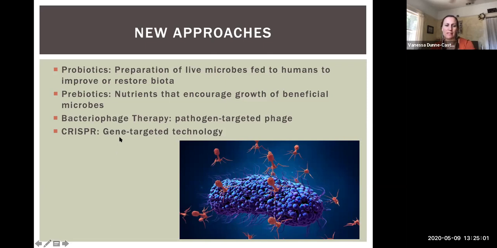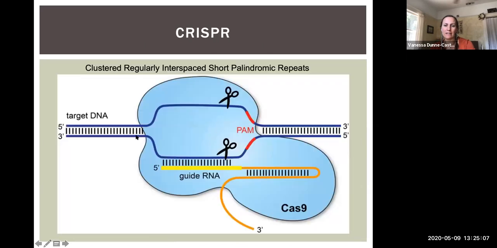So this last one here, CRISPR technology, I mentioned this one, and let me just switch over to what this is. This is a gene targeting technology versus pathogen targeted phage. This one is actually targeting genes. CRISPR, by the way, stands for clustered regularly interspaced short palindromic repeats. You don't need to know what any of that means, but what's kind of cool is that this was discovered inside bacteria as a way for bacteria to gain immunity or resistance to viral pathogens.